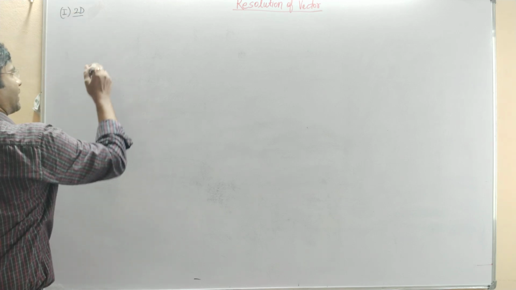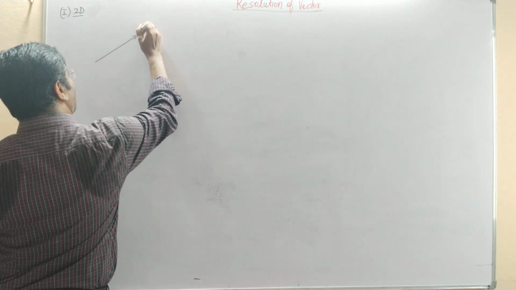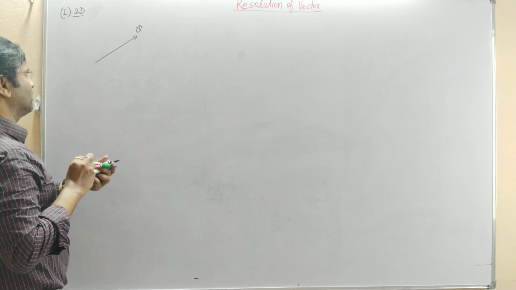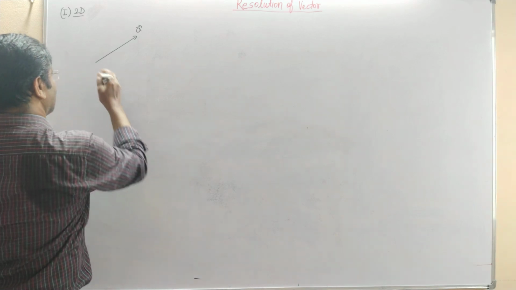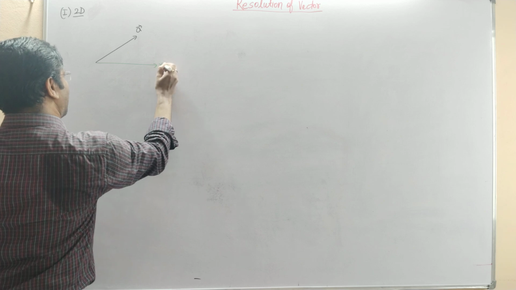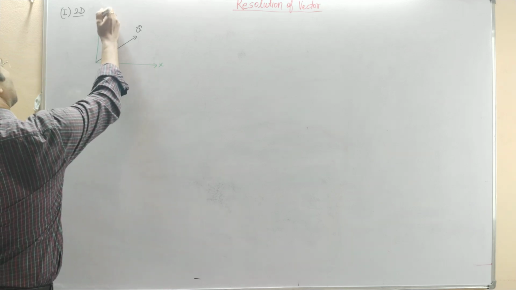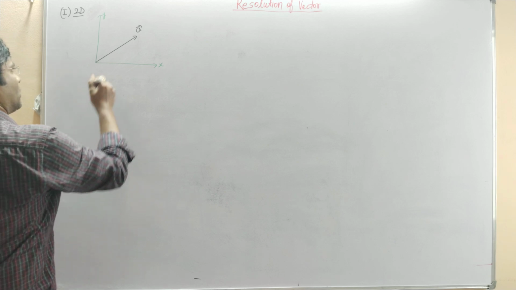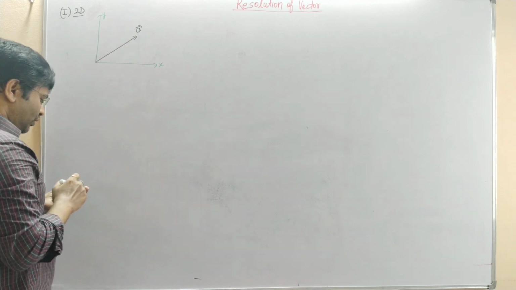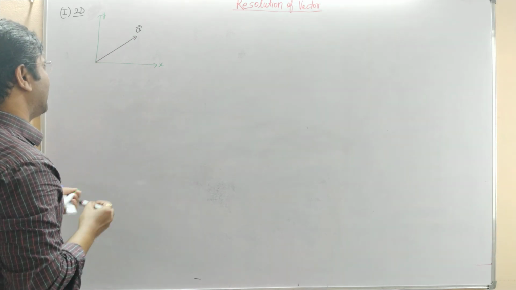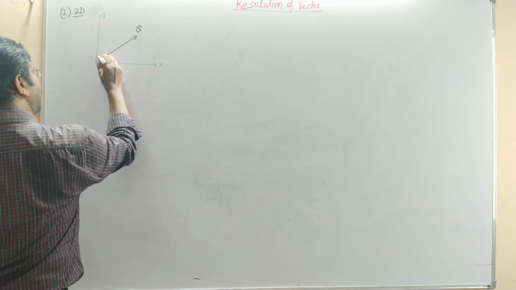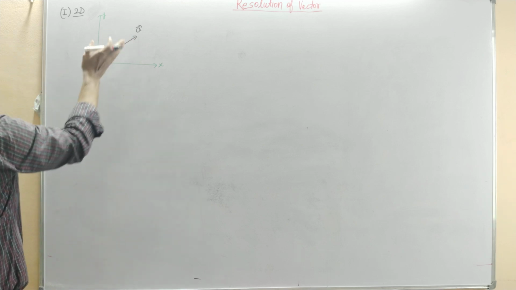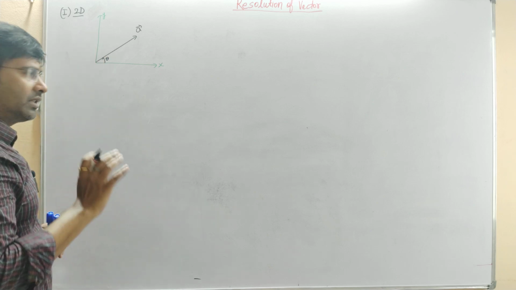So in 2D a vector will be given in a plane. Plane means I will take here axis x and y. So this axis is x and this axis is y. Now this x and y is mutually perpendicular axis. So here a vector A is given. You have to resolve this vector along x and along y. So let's assume angle theta. This vector A is making angle theta with x axis.